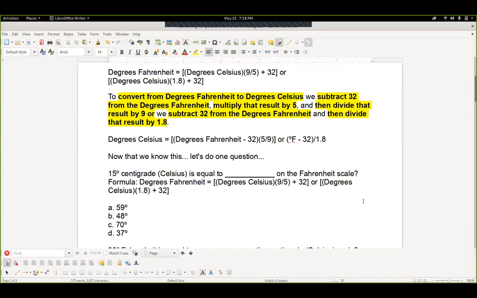So 15 degrees centigrade Celsius is equal to what on the Fahrenheit scale? So we use the formula degrees Fahrenheit equals, we're going to use degrees Celsius times 1.8 plus 32. Okay, so degrees Fahrenheit is equal to degrees Celsius times 1.8 plus 32.